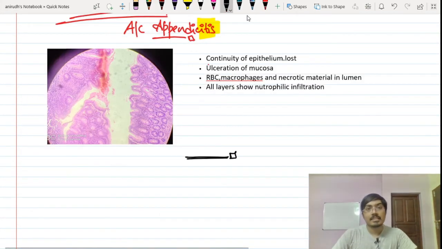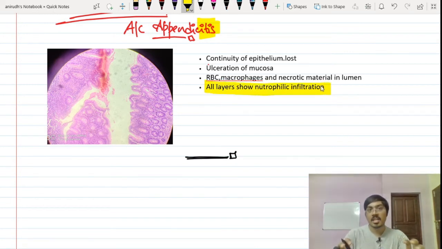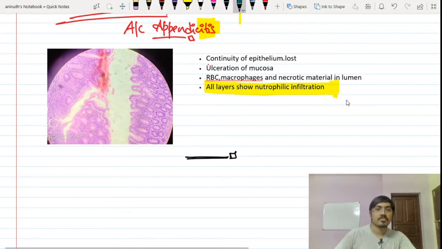Acute appendicitis. Here the point is that it's an acute inflammation of the appendix. So the most important point that I consider is all layers show neutrophilic infiltration. That is an important must-know point, and along with all the other points, make sure that you are writing this, right? So all layers, especially muscularis propria, should be having neutrophilic infiltration, and then you will be making a diagnosis of acute appendicitis.